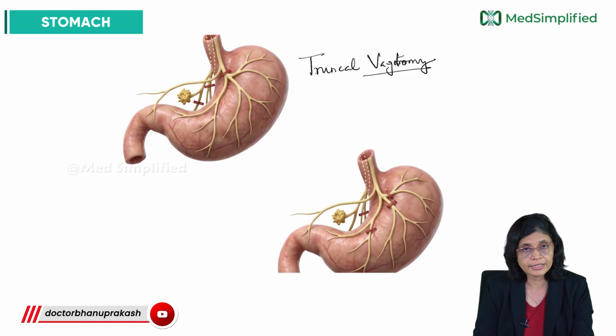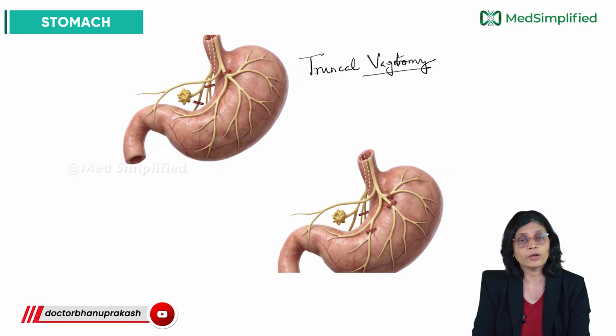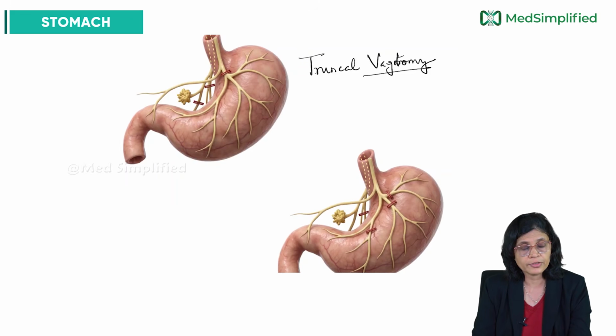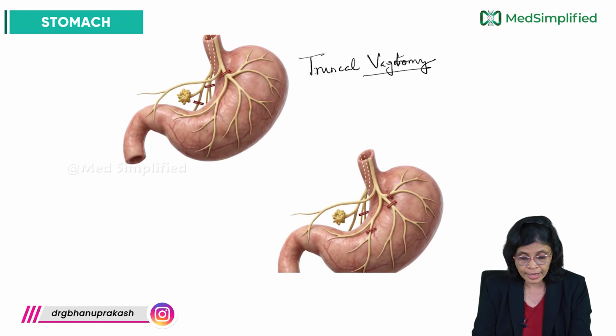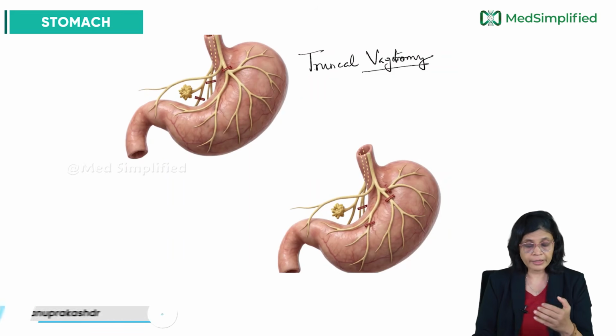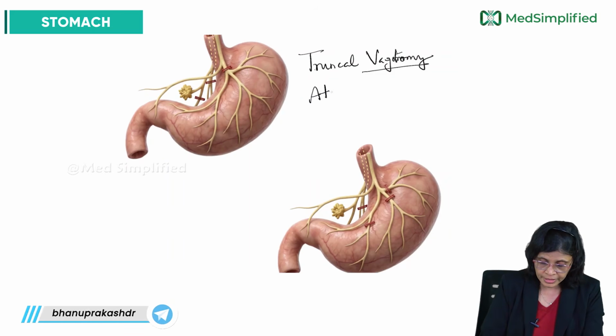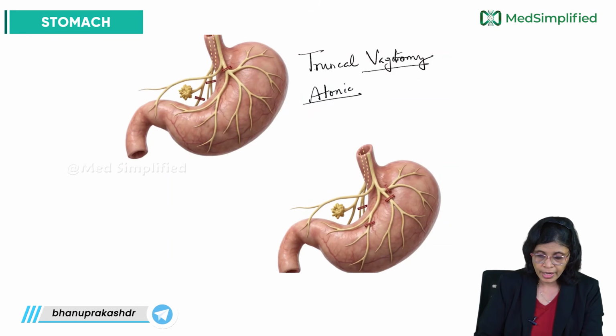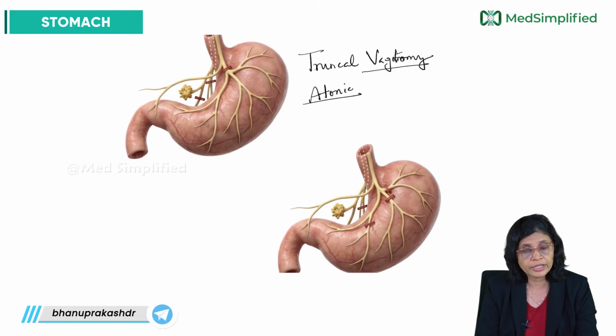So the main trunk itself is cut there in truncal vagotomy, but this can cause gastric stasis, because the main nerve supply is gone, and because of which the gastric emptying time is delayed, and gastric stasis can happen in truncal vagotomy. So main trunk we section here. The main drawback of the surgery is the stomach becomes atonic, there is no tone, and because the entire stomach becomes atonic, now how should the gastric contents pass?